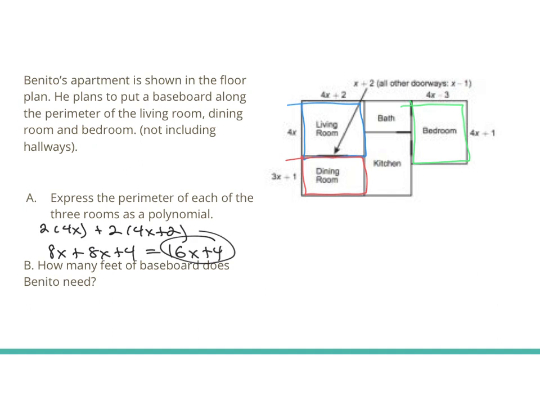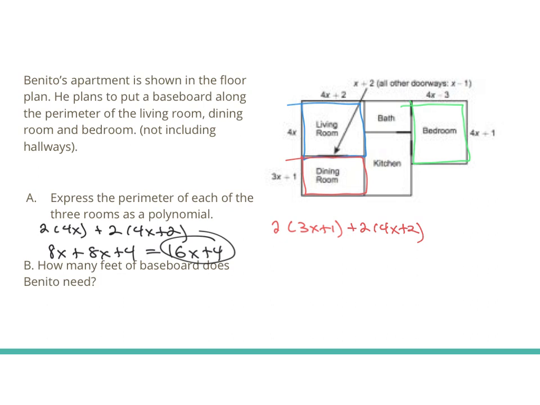Looking at our dining room, we're going to apply the same strategy. Again, we're going to have a rectangle. We can see that one length is 3x plus 1, so the other length is also going to be 3x plus 1, giving us two sides that are 3x plus 1. And since the dining room is below the living room, it's going to have the same length for its other side, 4x plus 2. So again, 4x plus 2, and then using properties of rectangles, the opposite side is going to be congruent. So we have another two sides that are 4x plus 2.